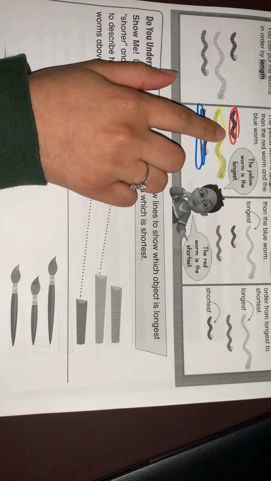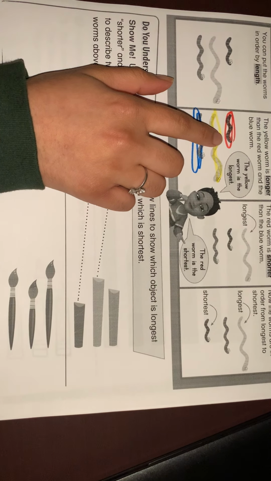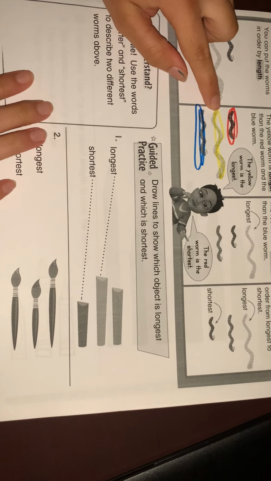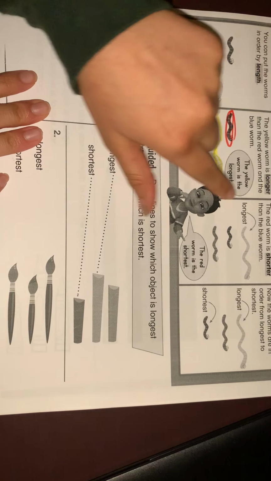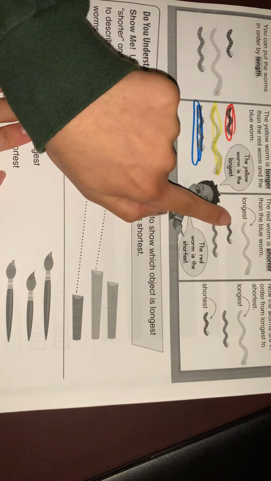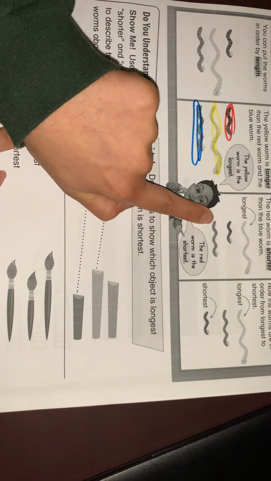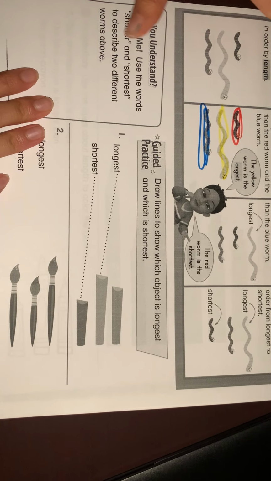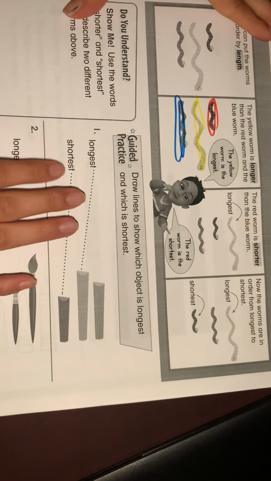So if I were to stretch a piece of string out, it would be bigger compared to another piece of string. So just like that, they're comparing the worms. The red worm is shorter than the blue worm. So it's saying that the red worm is shorter than the blue worm. And if it's shorter, that means it's smaller than another piece of string, or in this case, worms.